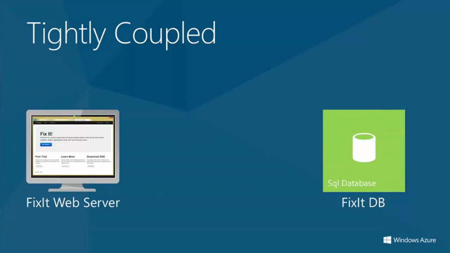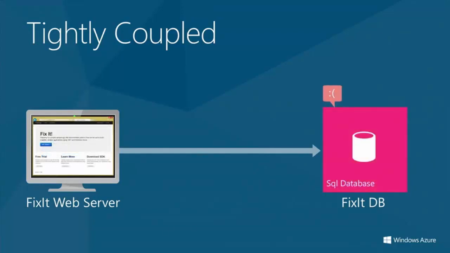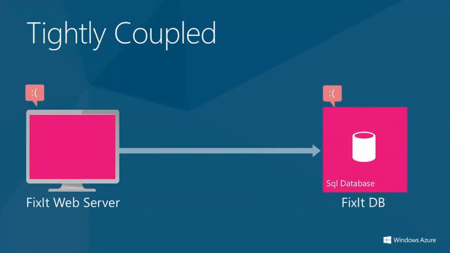Right now, we have a Fixit web server talking to our database. This works, and we show success as soon as you enter a Fixit task. But what happens when the database goes down? Well, the web server's offline. You can no longer add Fixit tasks. And that might be okay for a small application. But if you've got a lot of users, they're going to be really annoyed when they can't enter Fixits, and they're going to go to someone else's service.